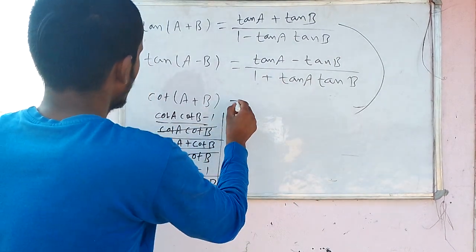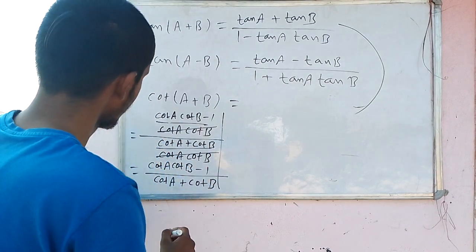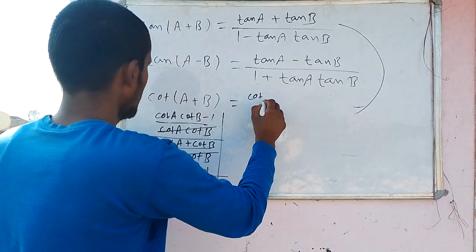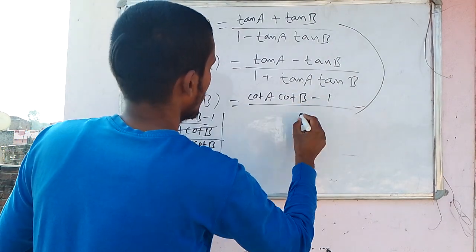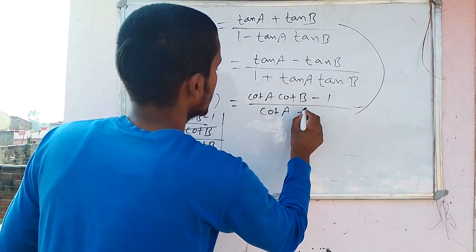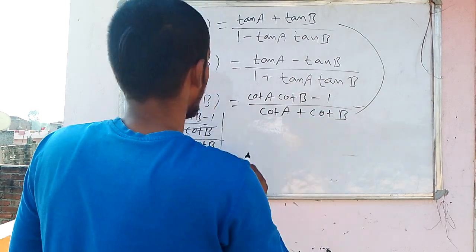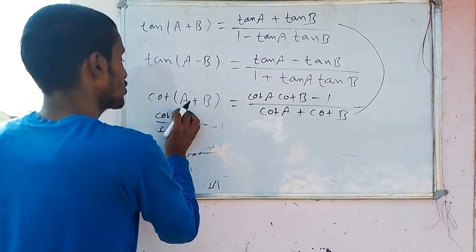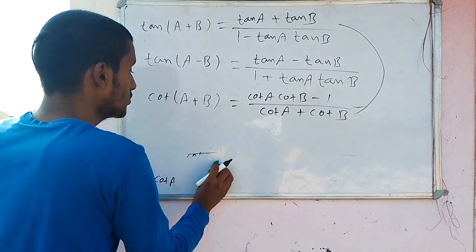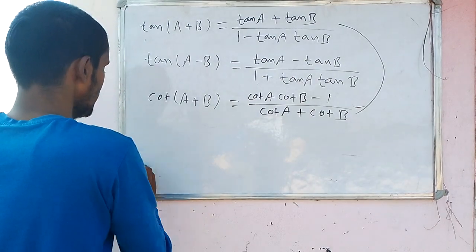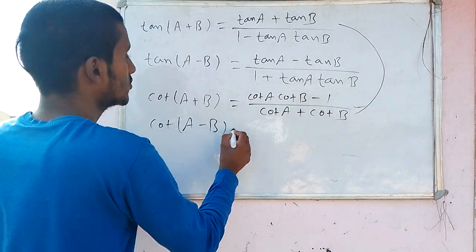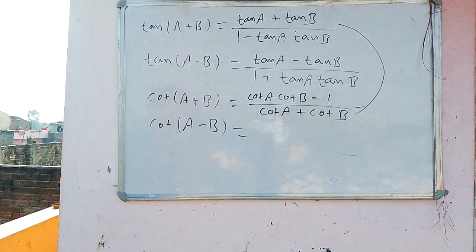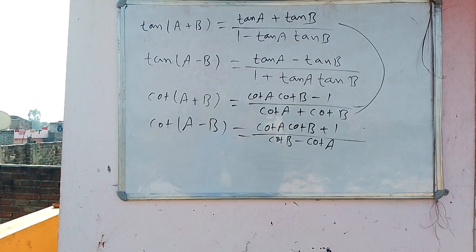So what will cotangent A plus B be? This is going to be cotangent A, cotangent B minus 1 divided by cotangent A plus cotangent B. We derived it perfectly. And I leave cotangent A minus B for you to derive. You derive what this will be.